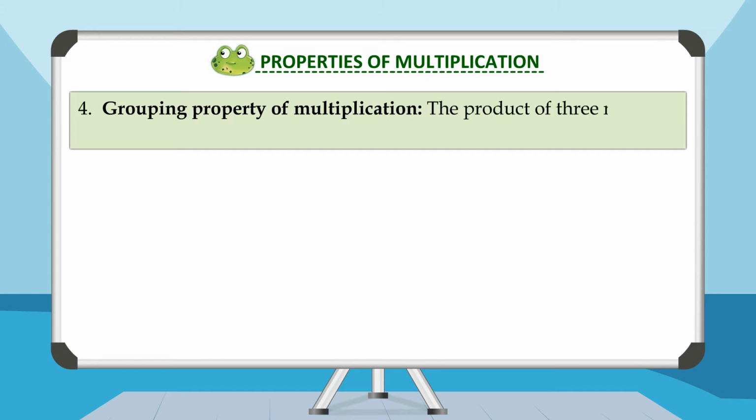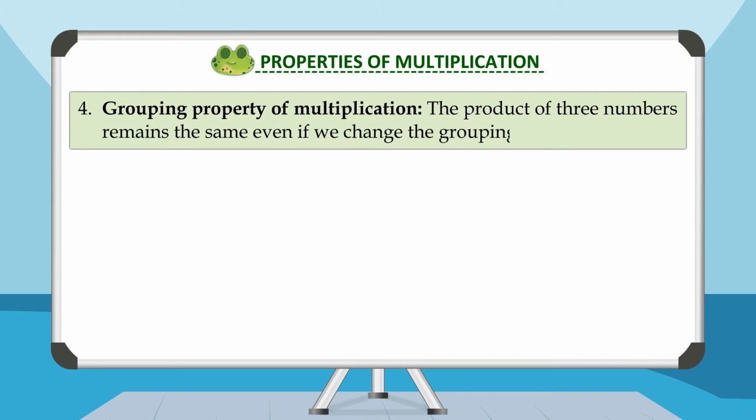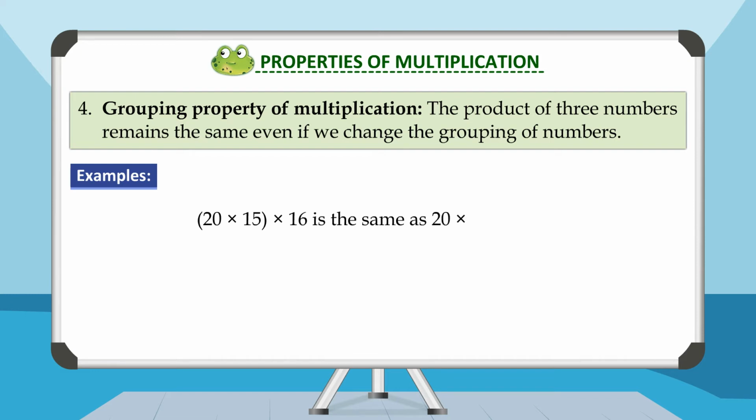4. Grouping property of multiplication. The product of three numbers remains the same even if we change the grouping of numbers. Example: 20 into 15 into 16 is the same as 20 into, within brackets, 15 into 16. That is, 300 into 16 is equal to 4800, which is equal to 20 into 240 is equal to 4800.